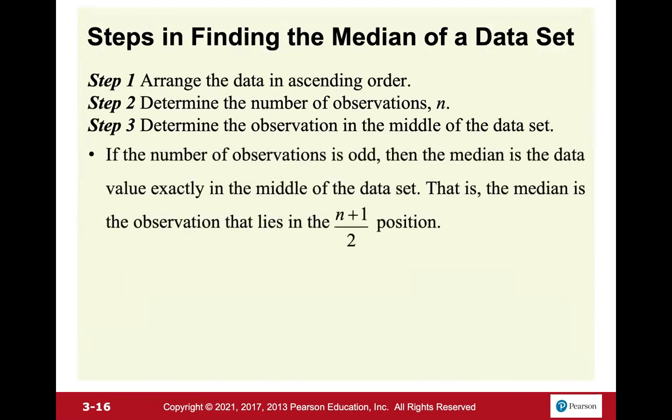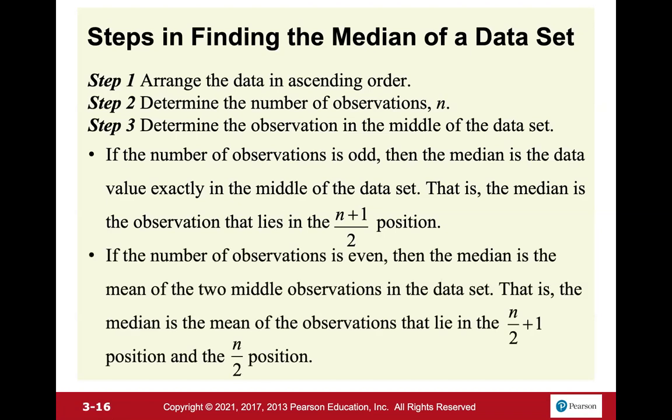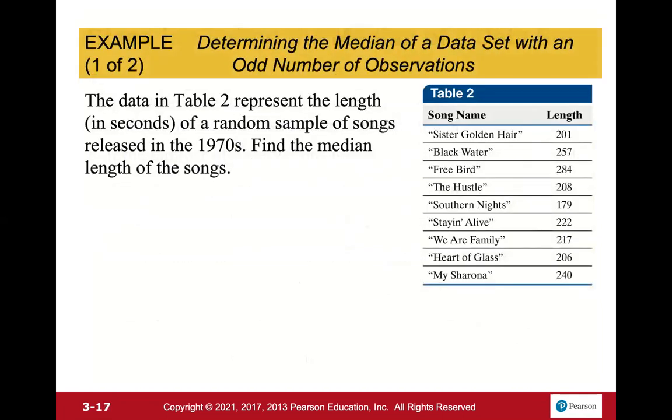Step 3, determine the number of observations in the middle of the data set. If the number of observations is odd, then the median is going to be the exact value in the middle of the data set. That is, the median is going to be the observation that lies in the (n plus 1) divided by 2 position. So we're always going to add 1 so that we can get exactly to the middle. However, if the number of observations is even, then the median is going to be the mean of the two middle observations in the data set. That is, the median is going to be the mean of the observations that lie in the n divided by 2 and n divided by 2 plus 1 positions. Sounds a little weird, but let's go ahead and get started.